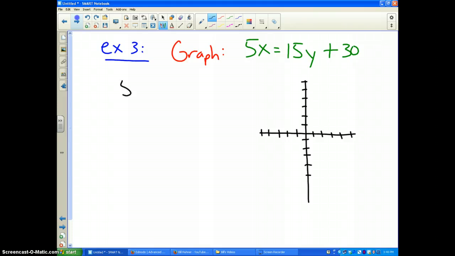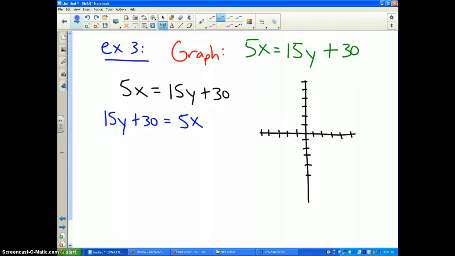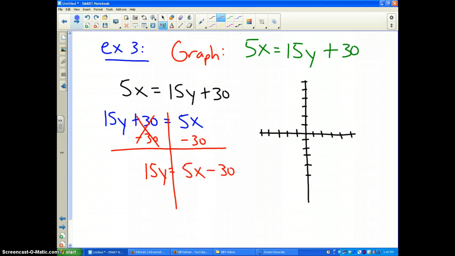All right. If I take 5x equals 15y plus 30, actually I always personally like the y on the left side of the equal sign, so it's in the form y equals mx plus b. So I'm just going to switch this whole thing around. 15y plus 30 equals 5x. Very good. So I solve this for y. I'm going to minus 30 from both sides to begin with. Those cancel out, and I get 15y equals 5x minus 30.